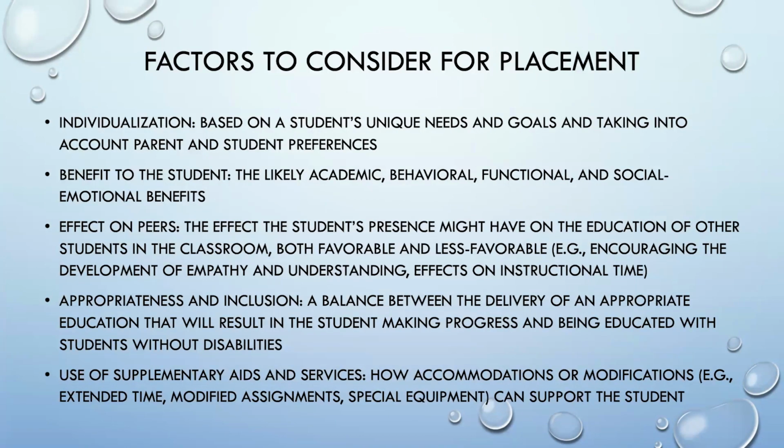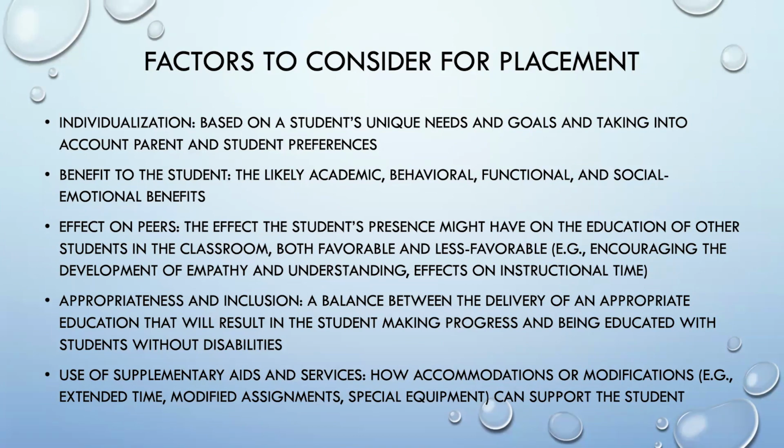Now, the factors to consider for placement are right here in this big long slide. Individualization: it should be based on the student's unique needs and goals, taking into account the parent and student preferences. They should benefit the student, not just academically, but with the behavioral, functional, and social emotional benefits of being with peers and also being educated in environments that work well for them.